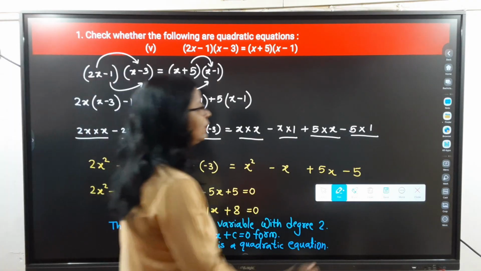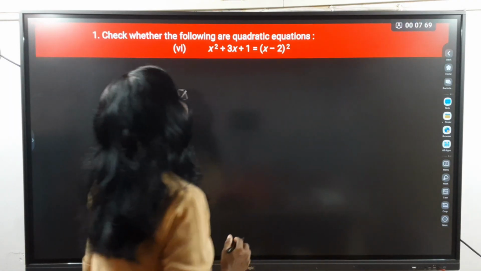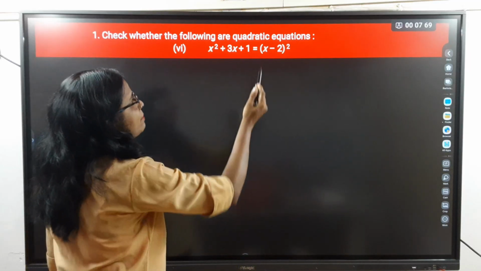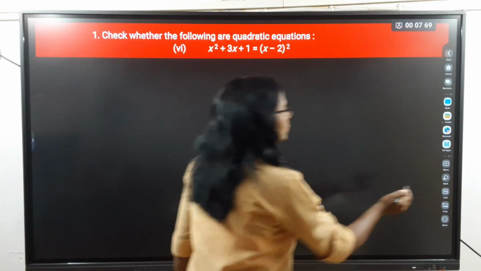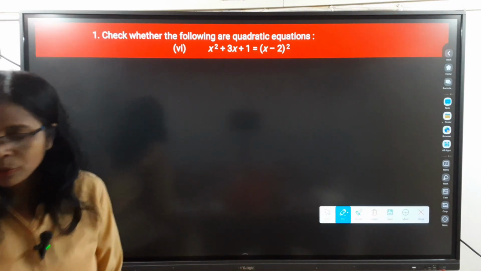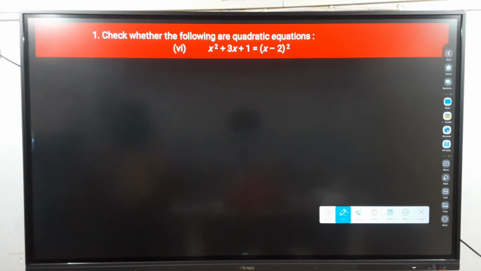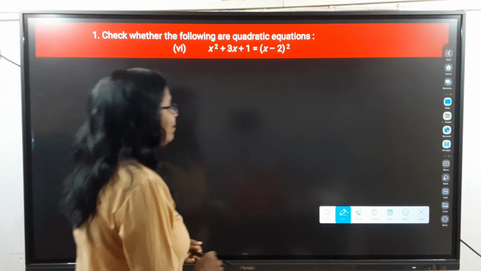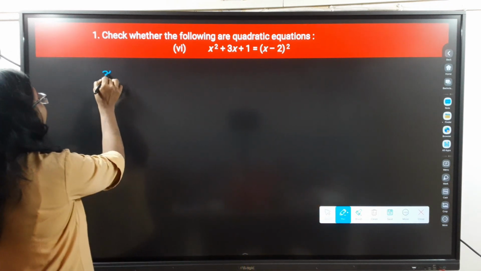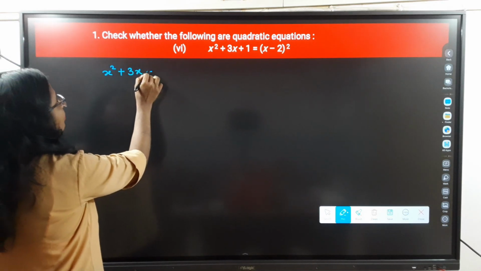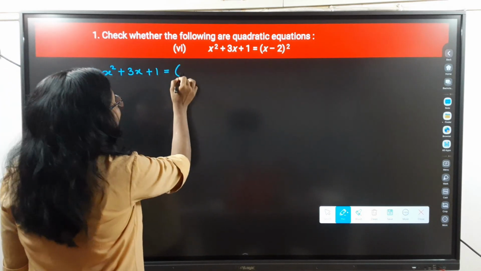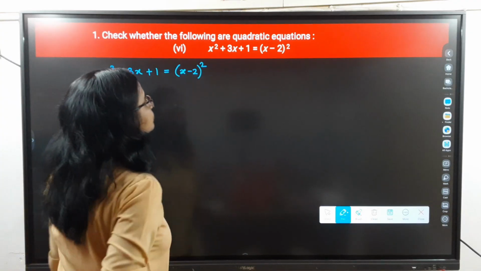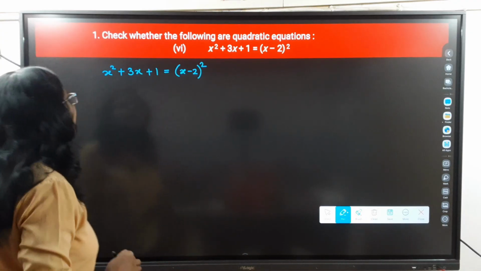Then next one example. X square plus 3x plus 1 is equal to x minus 2 whole bracket square. So here first we write down the given equation as it is. Here students, first we write the given equation as it is. X square plus 3x plus 1 is equal to x minus 2 whole bracket square. So now we simplify this given equation.